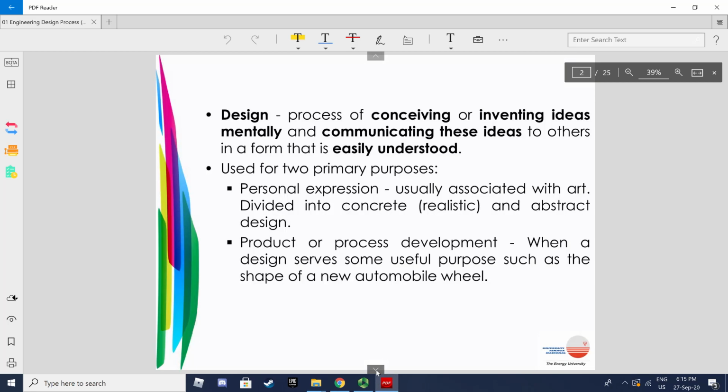So in terms of design, what does it mean? Design is a process of conceiving or inventing ideas mentally and communicating this idea to others in a form that is easily understood. And of course you need to use that to express your idea. Sometimes you have some design in your mind but you try to explain it to other people, so it's very hard by just talking to them. So what you need to do is make some diagram, or just start with some sketch, and you can share the idea with other people.